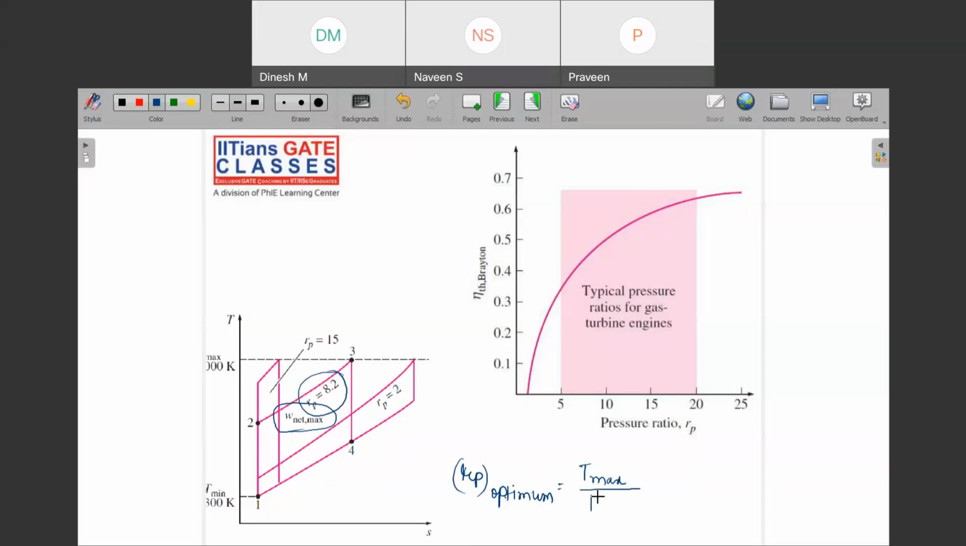divided by T minimum, to the power gamma upon 2 times gamma minus 1. Can you keep this in mind?